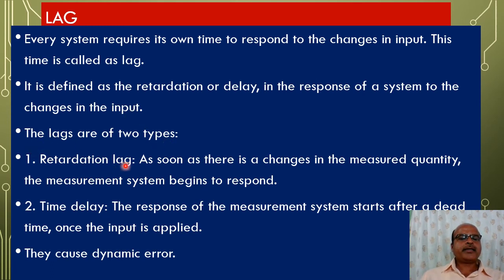First is retardation lag. As soon as there is a change in the measured quantity, the measurement system begins to respond. Second, time delay. The response of the measurement system starts after a dead time once the input is applied. They cause dynamic errors. So this lag is also important. Meaning if we provide input or change the input, the previous output is showing, or it will take some time to respond to the input, and that is called lag.